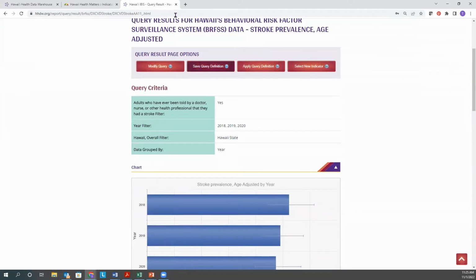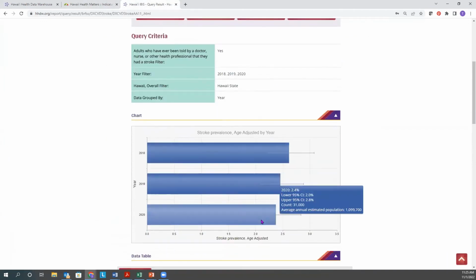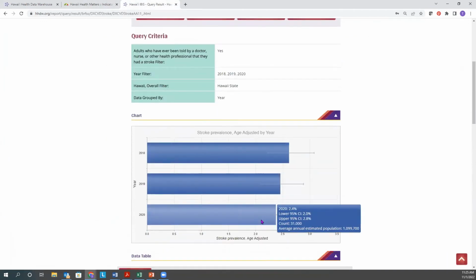And so for the crude rate for adults who've ever been told they have had a stroke, it's 2.8%. And now here in the age-adjusted rate, it's 2.4%. So it's slightly lower.